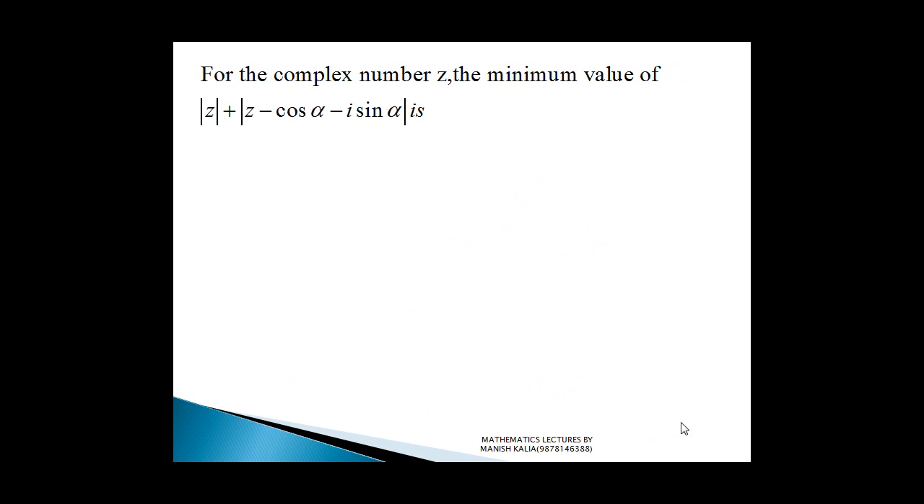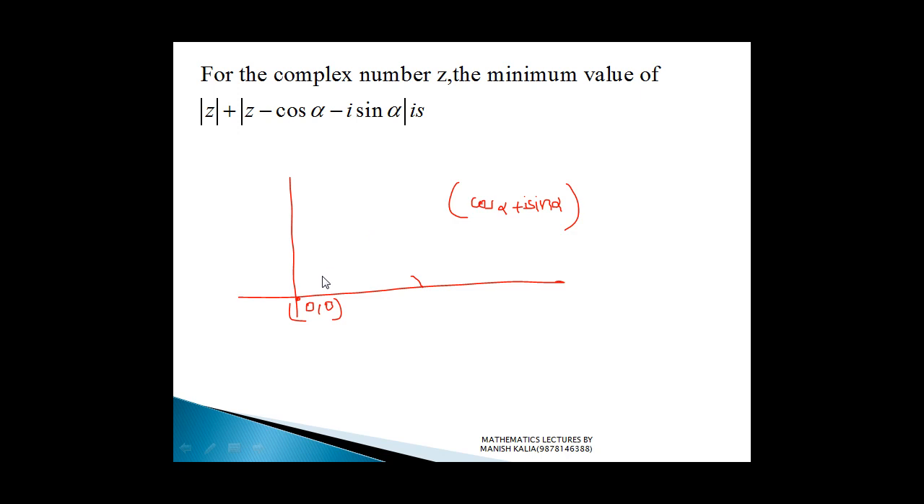So the third question is, for a complex number z, the minimum value of mod z plus mod of z minus cos alpha plus iota sin alpha. So what does this represent? Basically this represents the sum of the distances from the origin and the point cos alpha plus iota sin alpha.